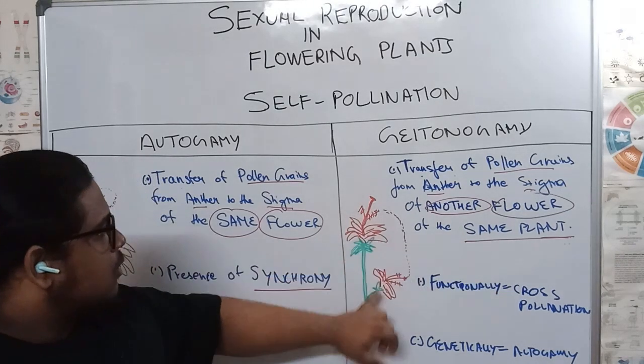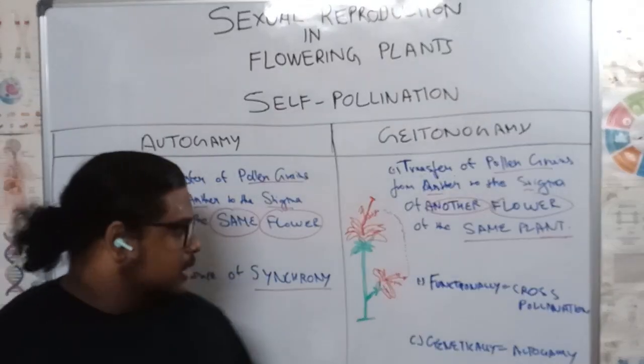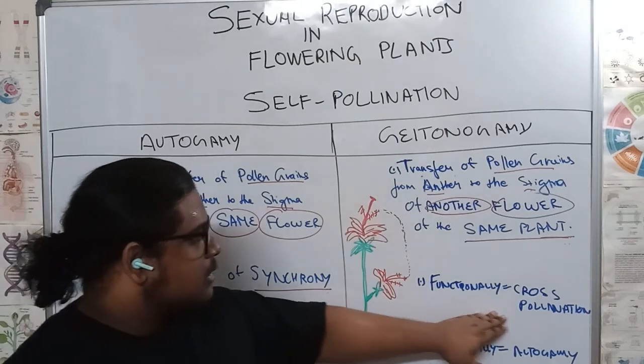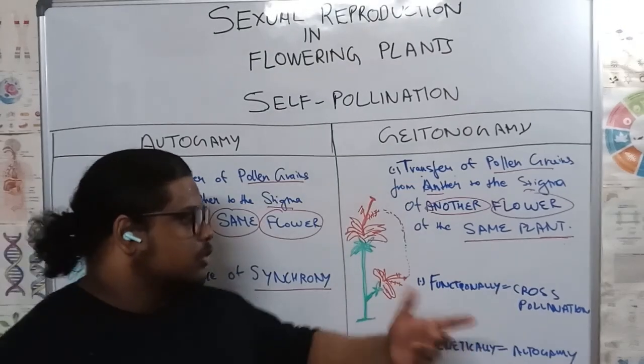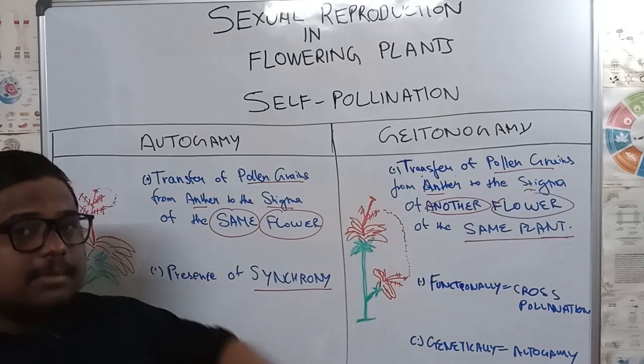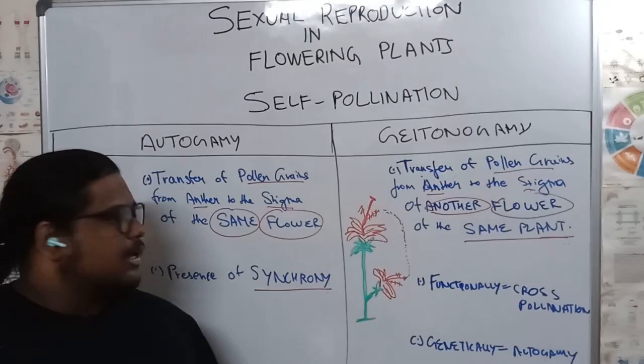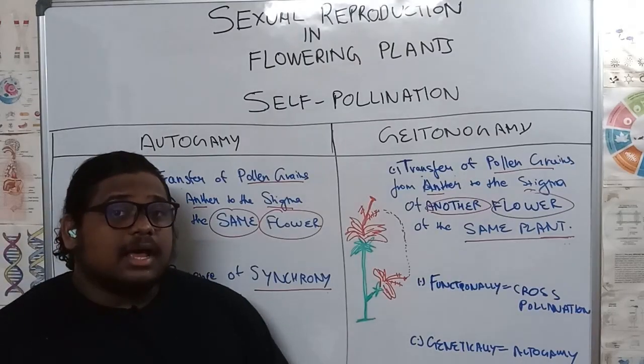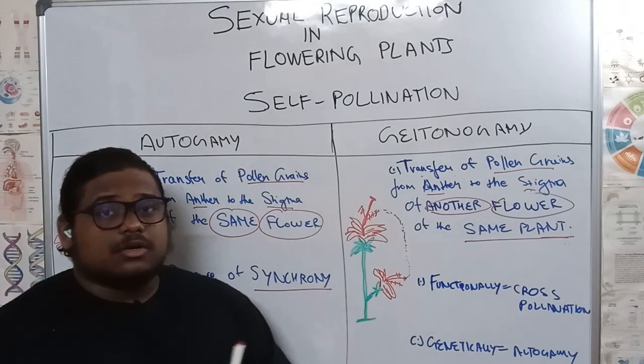It is happening on the same plant. So we can say that functionally it is like cross pollination क्योंकि there is transfer of pollen from this flower to this flower जो कि same plant पे है and it occurs by different agents जैसे कि insects वगैरह. But as we are scientists, so you need to think very carefully.